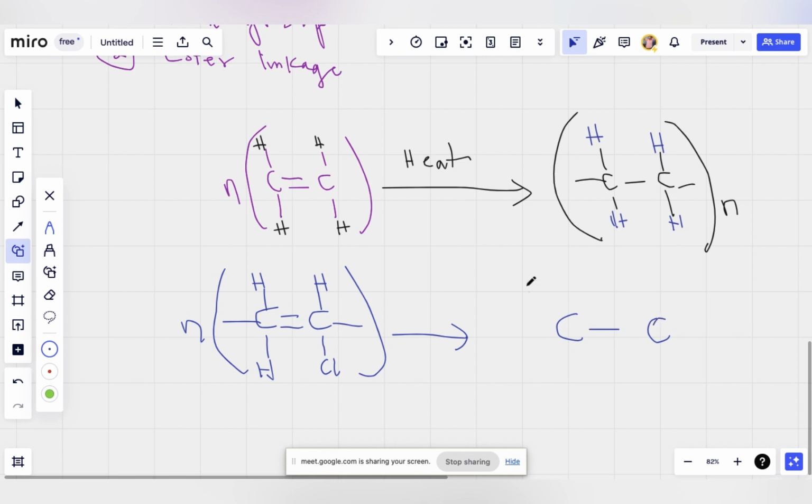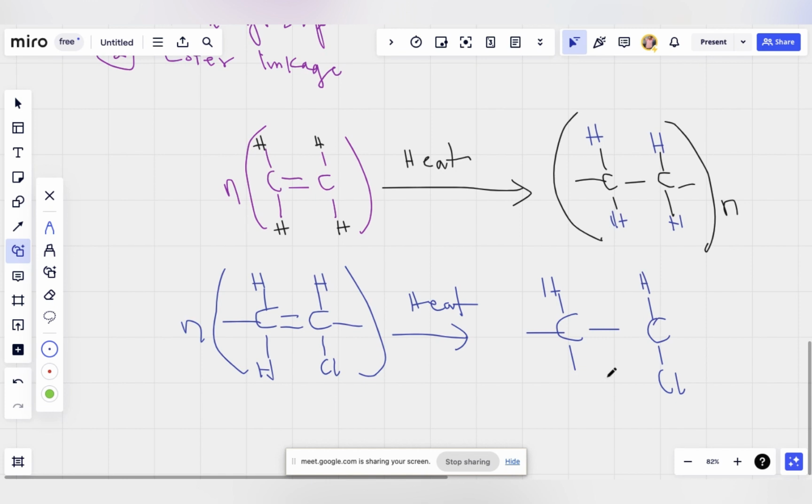It will continue. I just want to show the simplest case. It's going to continue, under heat, pressure, whatever is applicable. Then we will get polychloroethene. Here we have a chlorine atom. Every second carbon at the bottom has a chlorine atom. You see, the chlorine is on the second one.